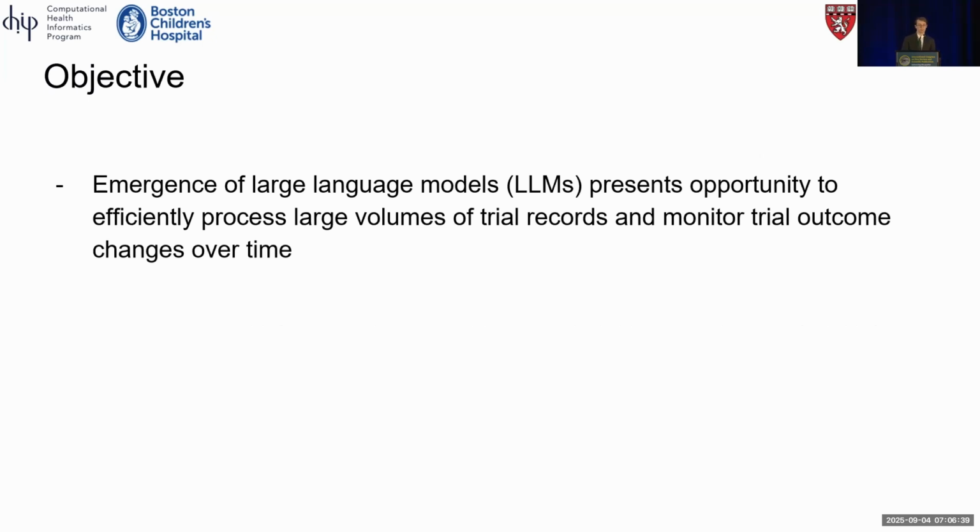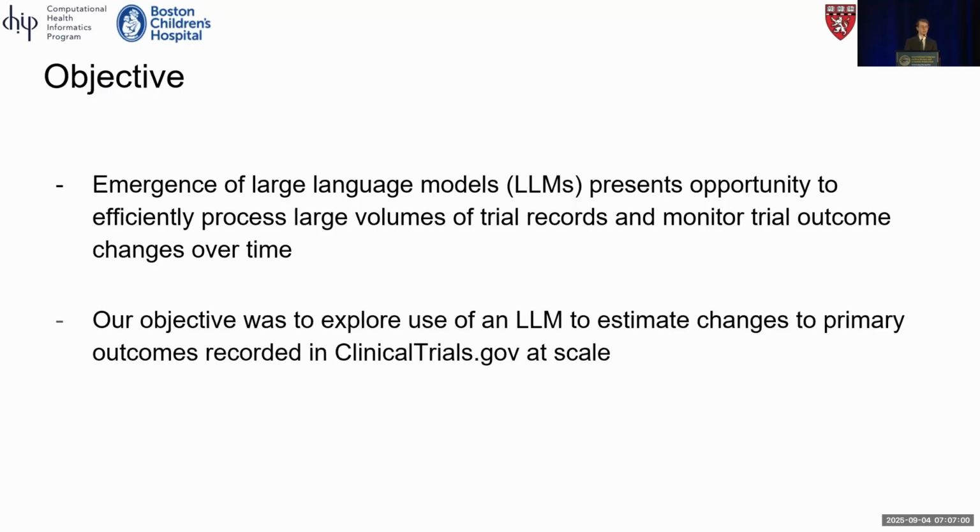So our objective was to tackle this scaling issue using large language models. Large language models uniquely enable us to analyze massive amounts of text, which holds promise for a wide spectrum of biomedical questions and challenges. And in our case, we can use a large language model to identify changes to primary outcomes over a large cohort of clinical trials. So in this research, we explore using a large language model to estimate changes to primary outcomes recorded in ClinicalTrials.gov at scale.